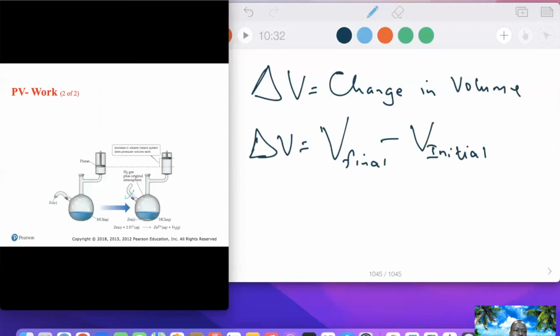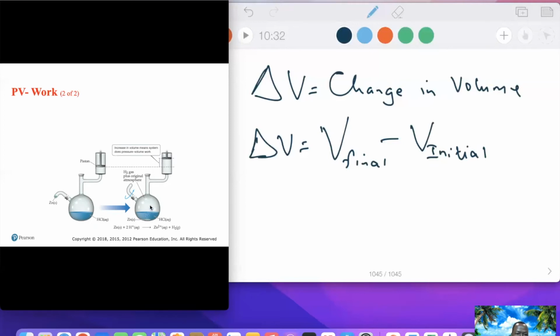Always have volume in liters. This is just an example of what happens when this is our system and there's some zinc here, and there is HCl. When you twist this, the zinc metal will react with HCl, a single replacement reaction, releasing hydrogen gas. And if you look at the piston, this is the initial position. There will be expansion. PV work is being done.